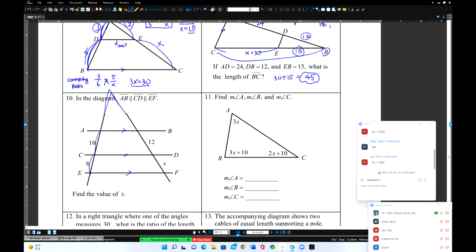10 over 8, I'm going with this one, okay? Corresponding side, 10 over 8 equals 12 over x, that's it. Or 10 over 12, opposite sides, equals 8 over x. That's the side splitter theorem. When you cross multiply, you're going to have the same equation. 10x equals 8 times 12. Same equations. After that, you need to divide by 10. x equals 96 divided by 10. 96 divided by 10 equals what? 9.6 is the answer. Okay?